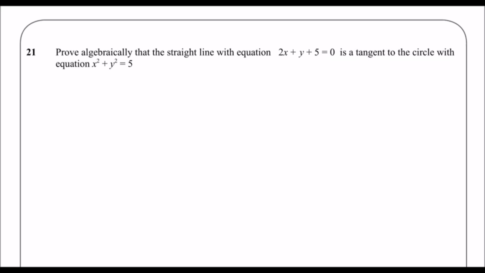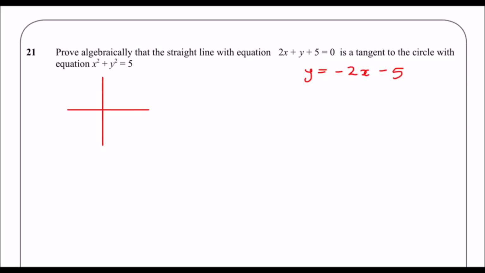Question 21. Prove algebraically that the straight line with equation 2x plus y plus 5 equals 0 is a tangent to the circle with equation x squared plus y squared equals 5. I'm going to do a quick sketch of this. You don't have to. Actually, I'm going to make this in the form y equals mx plus c first. So if I take away 2x from both sides and take away 5 from both sides, it's y equals minus 2x minus 5. So a quick sketch.